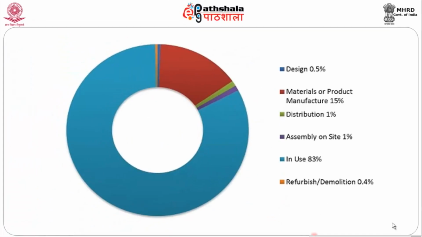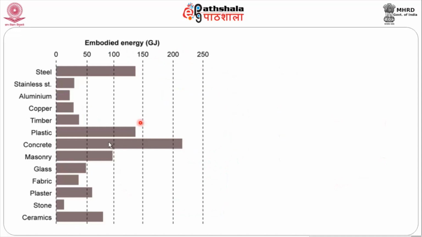Here we can understand that design aspects and the other analysis play a very minimal role in terms of embodied energy. The material production and the assembling of these materials, usage of this material, are categorized to a greater extent in terms of executions.